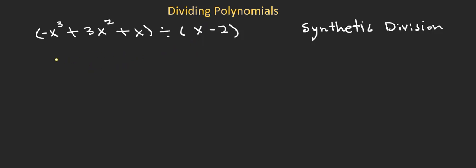So if you look at the divisor, you have x minus 2, right? Set it equal to 0, and what value of x makes this statement true? Well, that's when x equals 2. So that's the number that you're going to put over here. So we're going to put 2 right here.